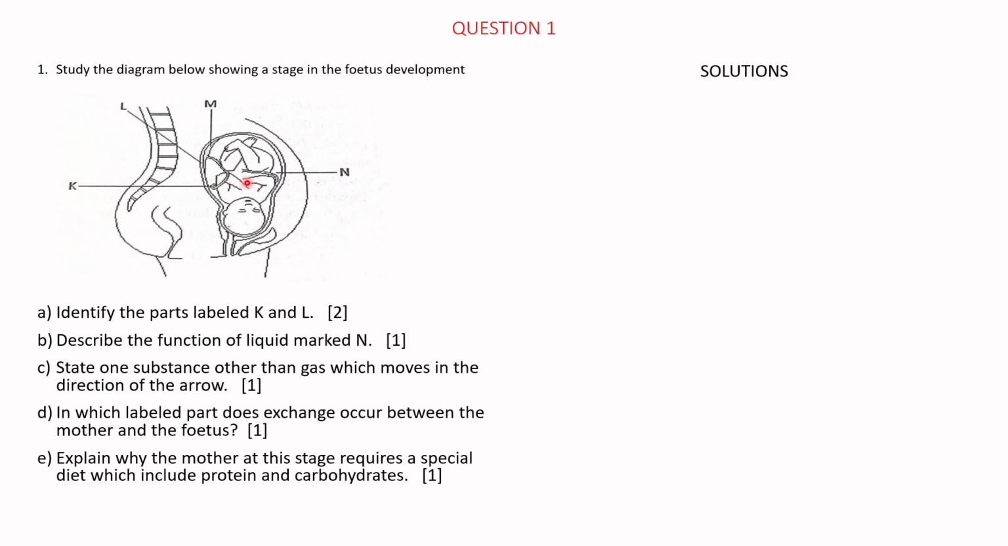Part K is here and L there. So the part K is the umbilical cord and the part L is the amnion. Okay, we go to question B. Describe the function of liquid marked N.